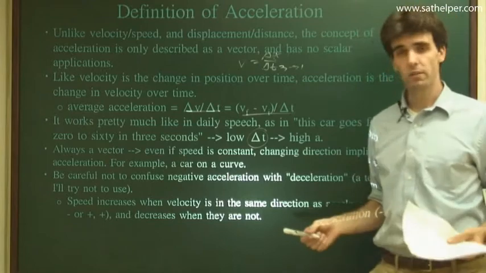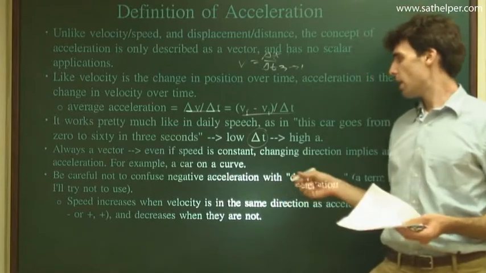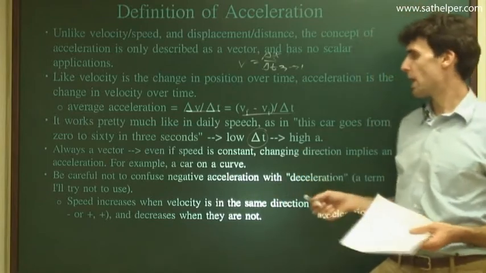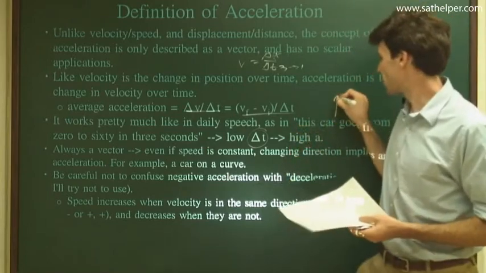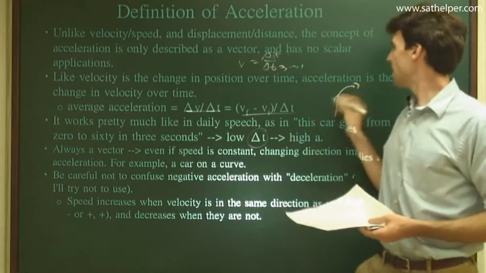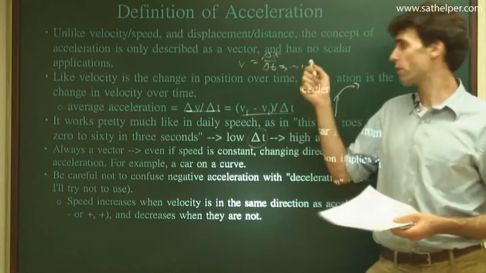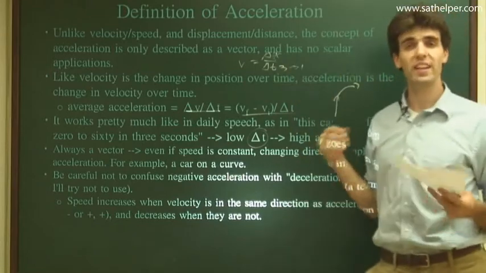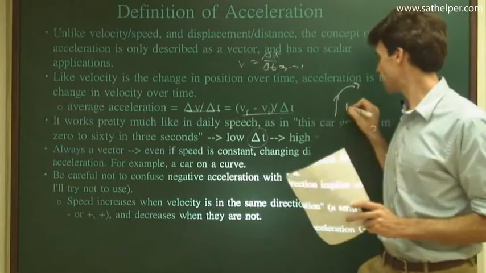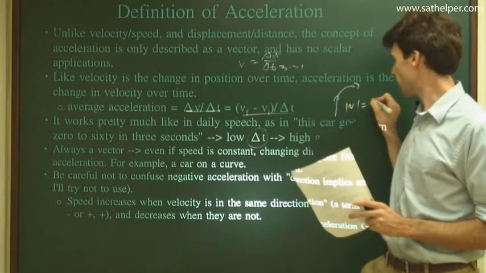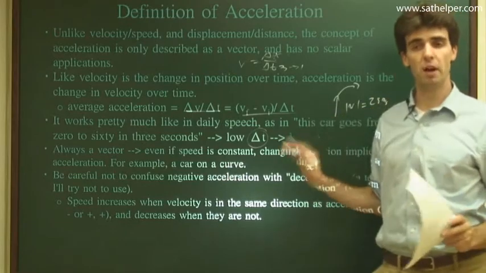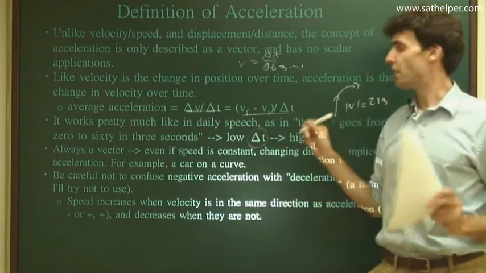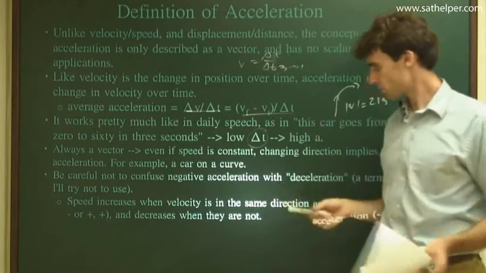So it's always a vector. Even if speed is constant, changing the direction implies an acceleration. For example, imagine a car on the road moving at a constant velocity and it enters a turn. Its velocity changed from north to east, and therefore it did accelerate, even if its speed remained 25 meters per second the whole time. Even if its speed was constant, if the velocity changed, then there was an acceleration.